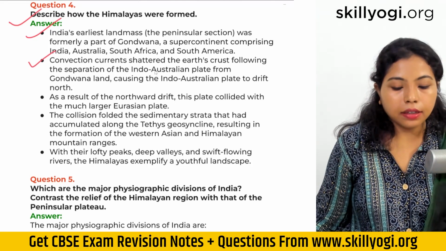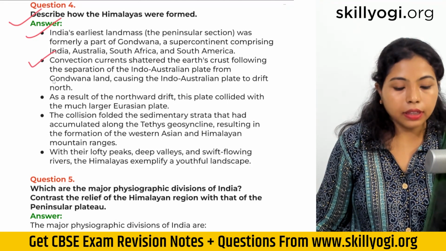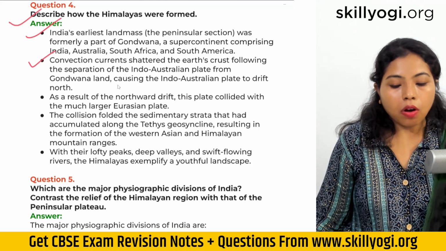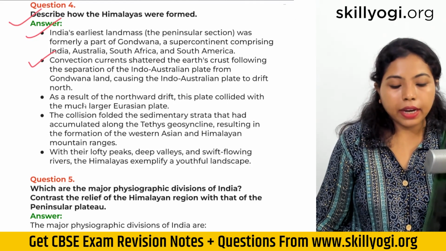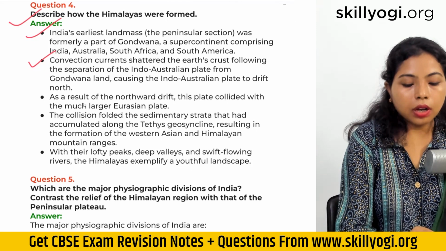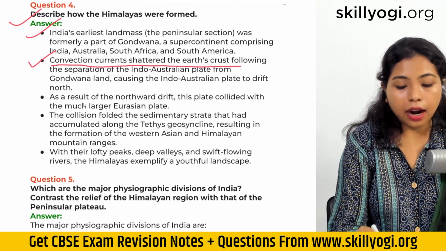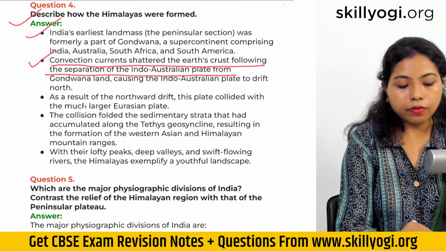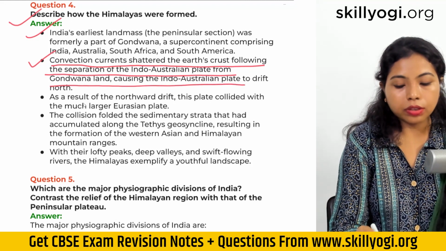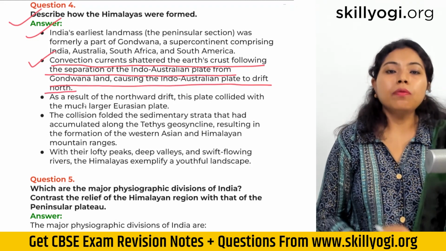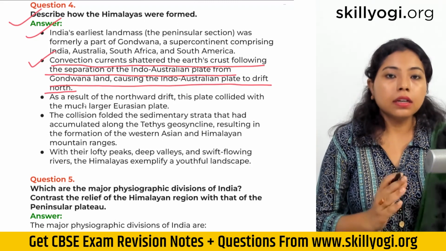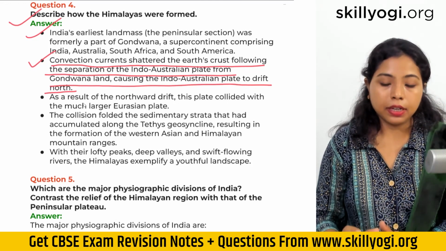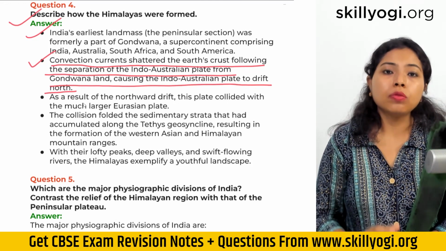Convection currents shattered the earth's crust following the separation of the Indo-Australian plate from the Gondwana land, causing the Indo-Australian plate to drift north. So, from Gondwana land, due to the convection currents, the Indo-Australian plate was separated at that time, and it drifted to the north.